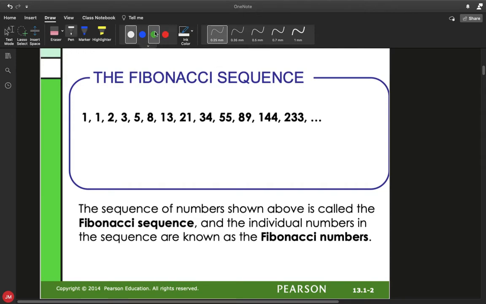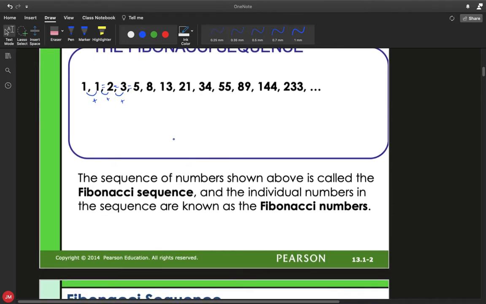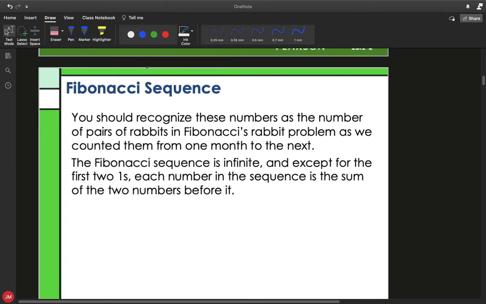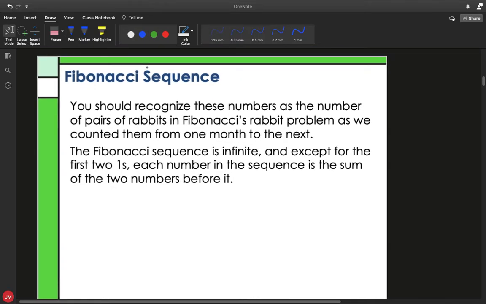And we talked about in class and during the activity that to get from one number to the next, you simply add the two previous numbers. In other words, 1 plus 1 gives you 2, 1 plus 2 gives you 3, 2 plus 3 gives you 5, and so on. Now, in the textbook, they give you an example of what is called Fibonacci's rabbit problem. I would encourage you to read that if you get a chance. It's at the very beginning of the chapter. We're not going to talk too much about it here.